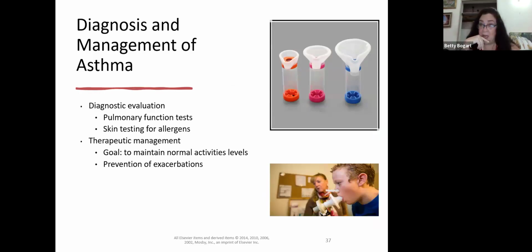So how do we manage asthma? Well, PFTs: let's look at the lungs, let's see how they're functioning. Let's find out what the allergens are. Let's prevent them from being around you, or sometimes you get desensitized to them. We want kids to be normal, act normal, be a kid, okay? But we've got to give them the ability to not have asthma attacks as they're doing it.